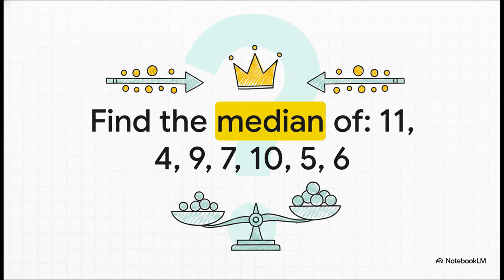Okay, here's your raw data. We have 11, 4, 9, 7, 10, 5, and 6. I want you to find the median value here. Think back to that golden rule I literally just mentioned. I'll give you a second to think it over.